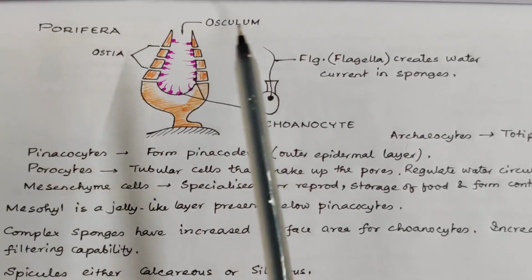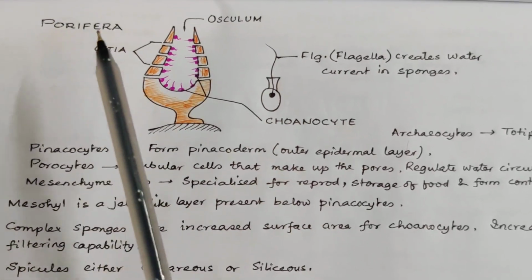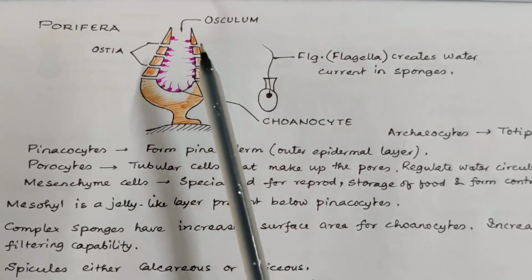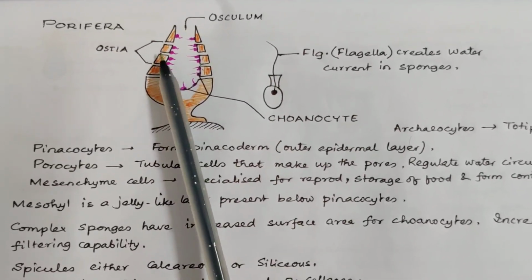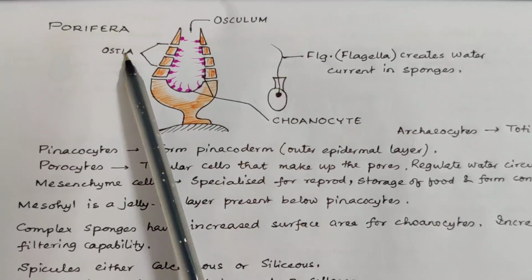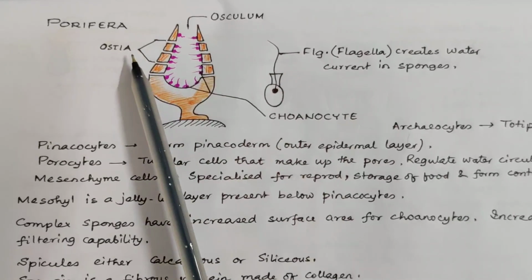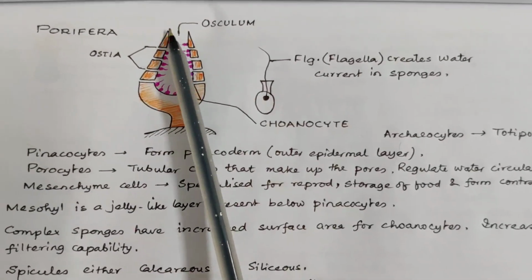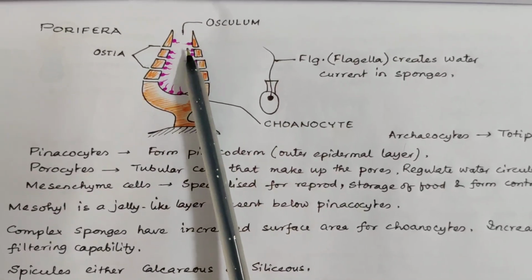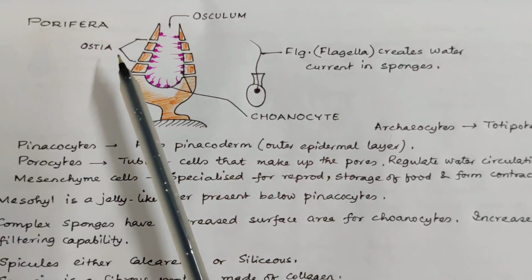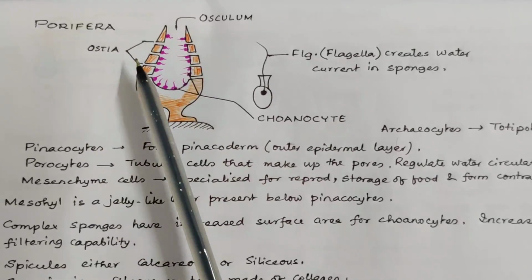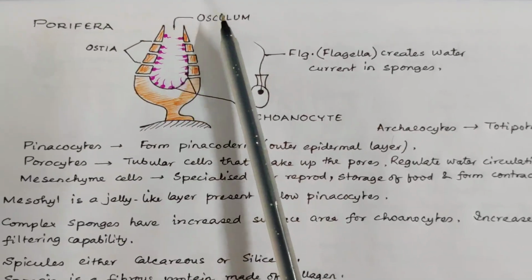The first phylum is phylum Porifera. This is the figure of Porifera. You can see these numerous small pores which are known as ostia. Singular is ostium and plural is ostia. And a single large opening for letting the water outside is known as osculum. Water enters through ostia and water goes out through osculum.